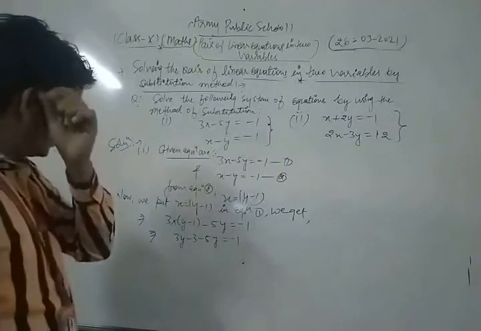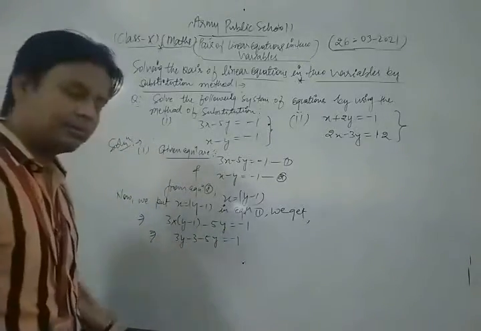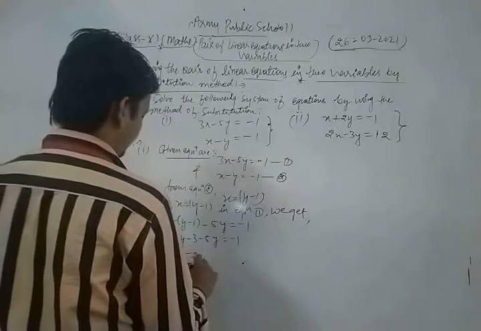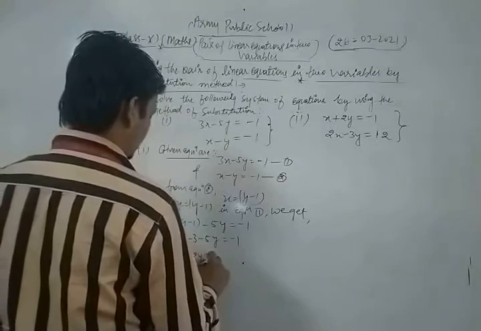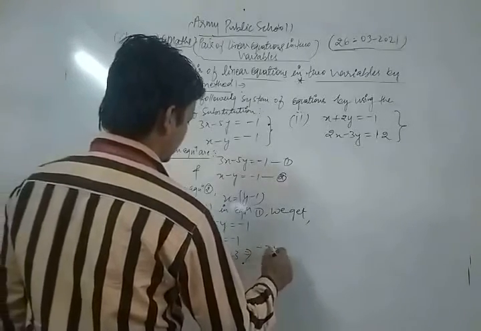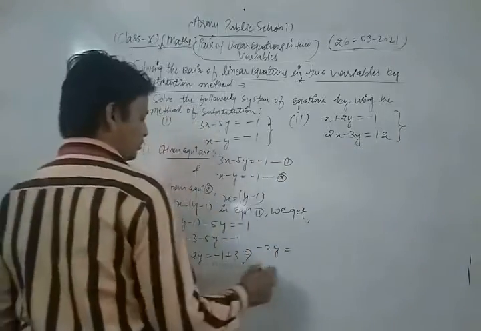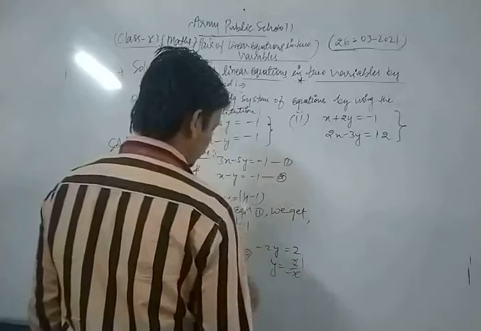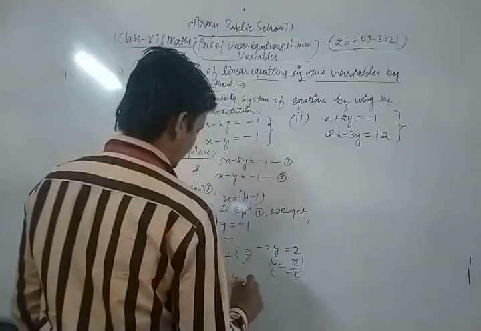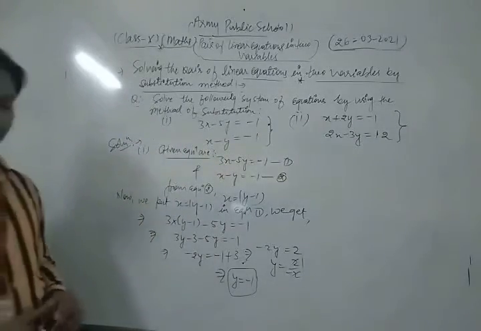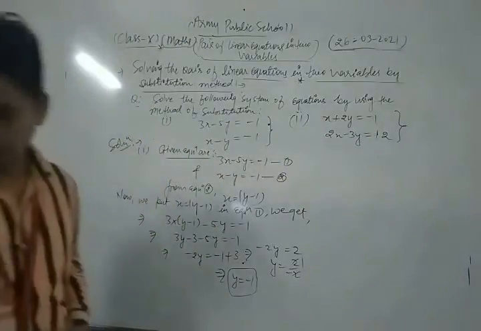Now, 3y minus 5y is minus 2y, equal to minus 1, and minus 3 transferred to that side becomes plus 3. So we get minus 2y is equal to plus 2. So y is equal to 2 upon minus 2. Thus the value of y is minus 1. After solving that linear equation, the value of y is minus 1.